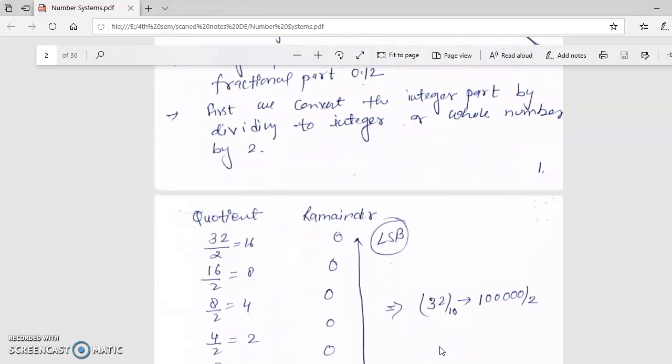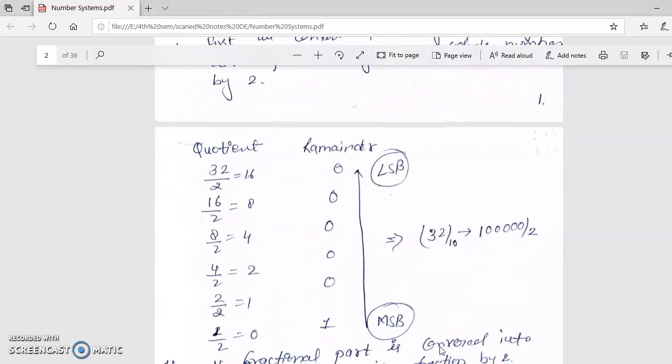See here, 32 is divided by 2 is 16 and the remainder is 0. Next, 16 is divided by 2 and the remainder is 0. Next, divided by 2 and the remainder is 0. And last, 2 by 2 is 1 and the remainder is 0. 1 divided by 2 is not possible. We can write here 0 and here write this 1. This 1 is the last digit, okay, 1.